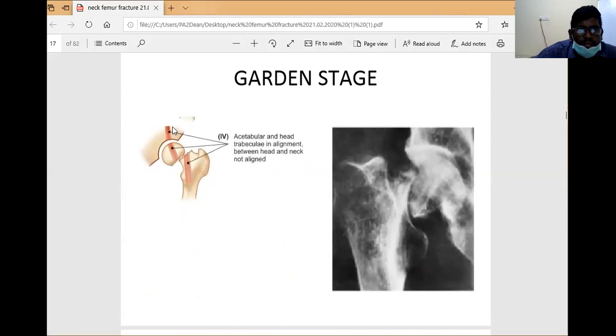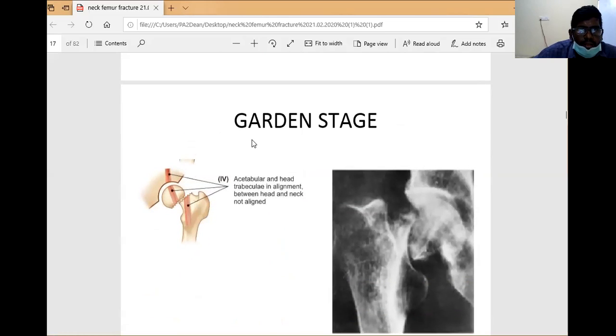Fourth one is complete displacement. The acetabular and head trabecula are aligned, but the neck trabecula are completely displaced. Here is the trabecula of the head and this is the trabecula of the acetabulum. Here the trabecula of the distal fragment is not aligned.